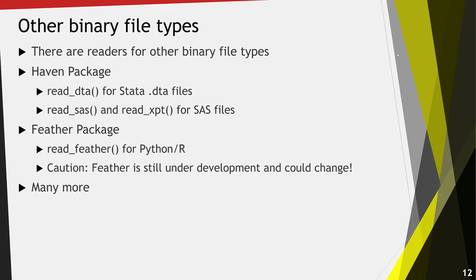There are readers for other types of binary files. The haven package provides functions like read_dta for reading Stata DTA files, read_sas, and read_xpt for reading SAS files. The feather package provides read_feather for reading data files that were saved by Python. I'll caution you that feather is still under development, and so the file format could change, and just like I warned you, may become obsolete. There are many other data file formats. R has libraries that can read many of them, but possibly not all of them.